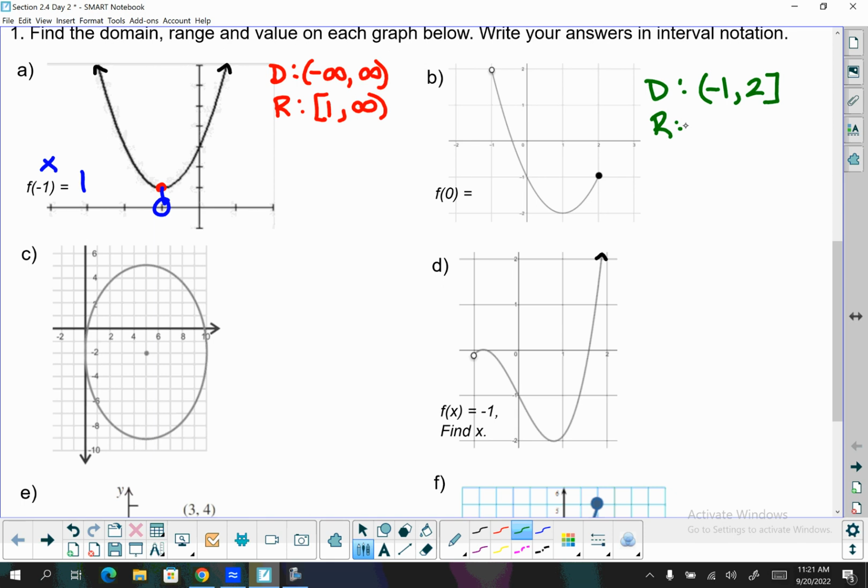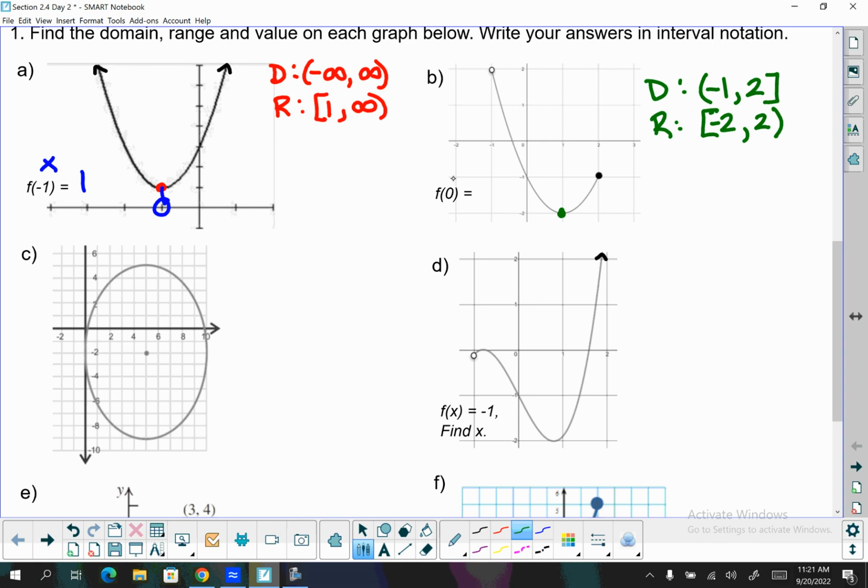Okay, let's look at the range. How low does it go? -2, bracket or parentheses? Bracket. Because we assume if there's not an open circle there that it's a closed dot, okay? And then how high does it go? 3, parentheses or bracket? Oh, 2, I'm sorry. Yep, those are kind of tiny numbers, you're right. 2, and then parentheses or bracket? Parentheses, okay?